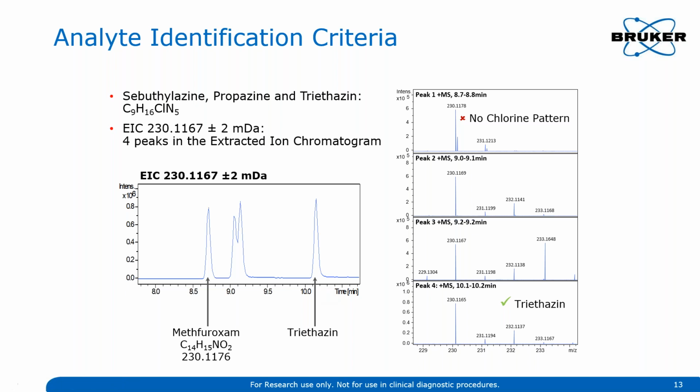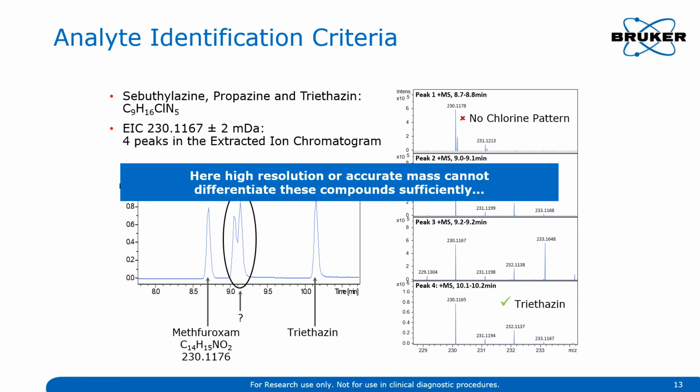The 2 peaks in the middle, however, have very similar retention times and very similar mass spectra. There is really not that much of a difference between the 2. Which one is which is not really clear. And here, high resolution or accurate mass cannot really definitively tell them apart. However, MS/MS analysis can.